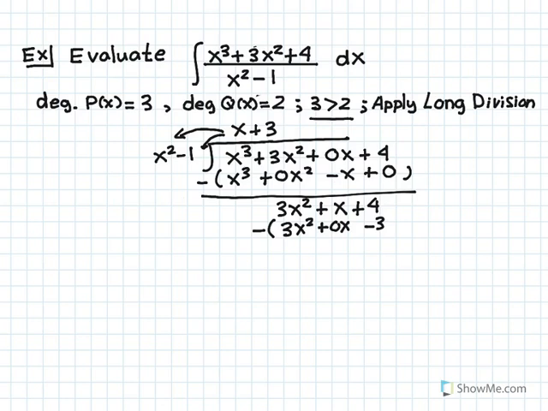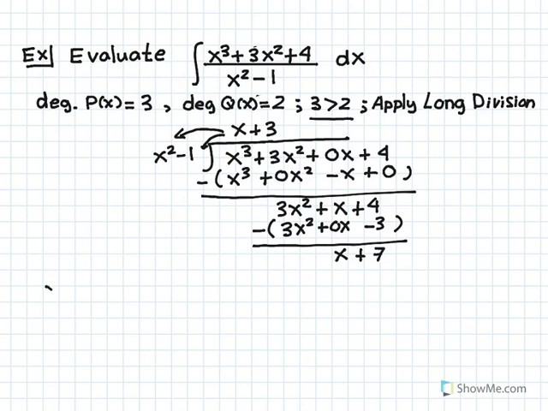Subtract. Make sure to put a bracket here. 3x squared minus 3x squared, that's 0. x minus 0x, that's x. 4 minus 3 is 1. Sorry, 4 minus minus 3 is 7. Double negative is a positive. So we get x plus 7.